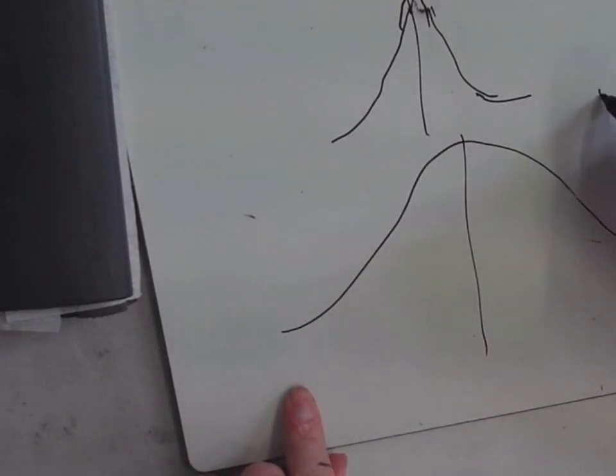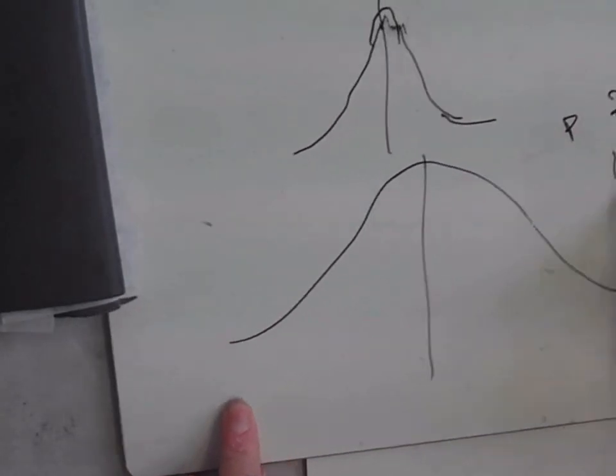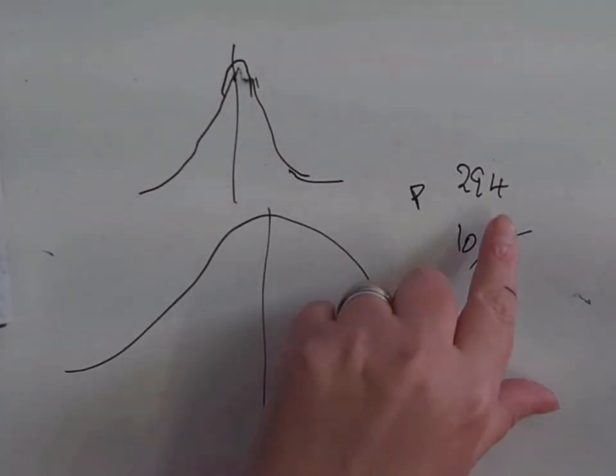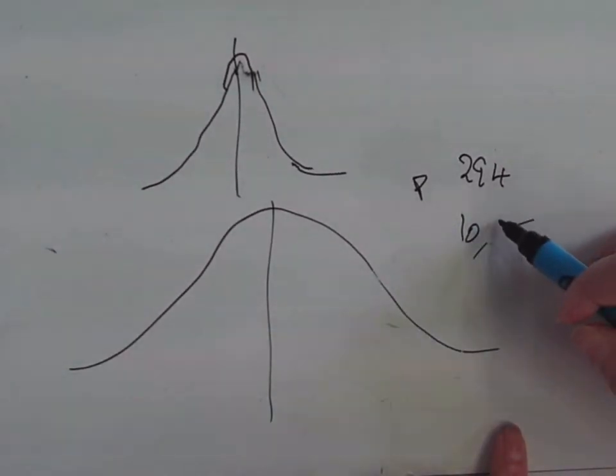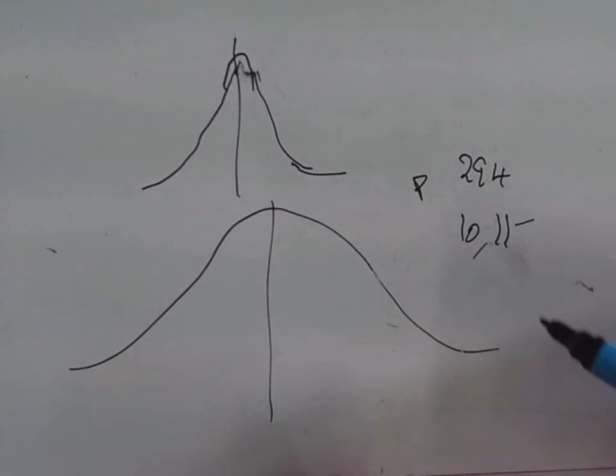Will you do page 294, number 10 and 11 for me? They're on line of best fit and scatter diagrams.